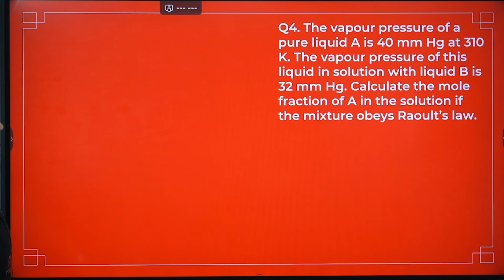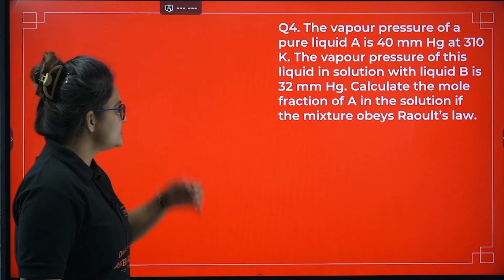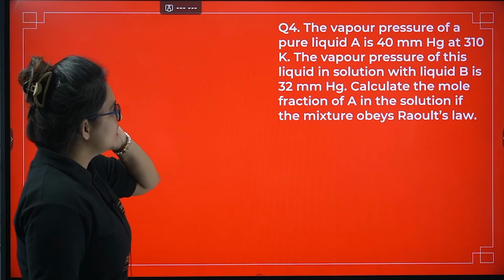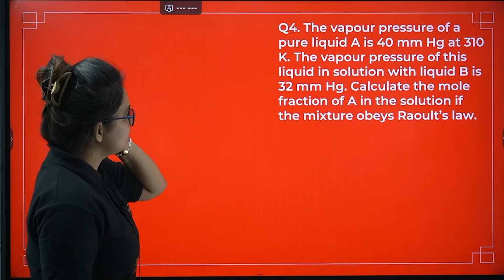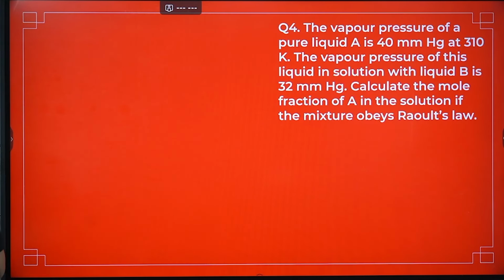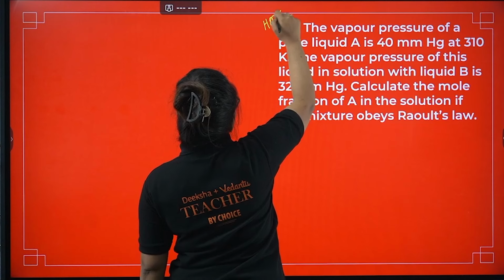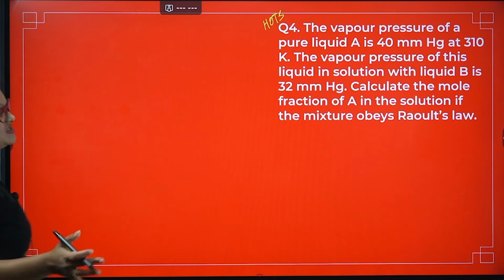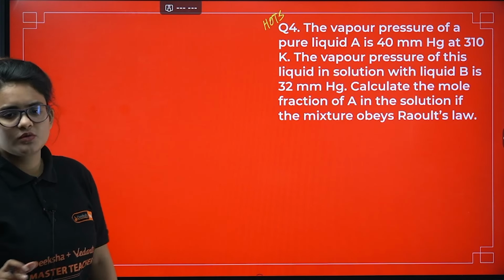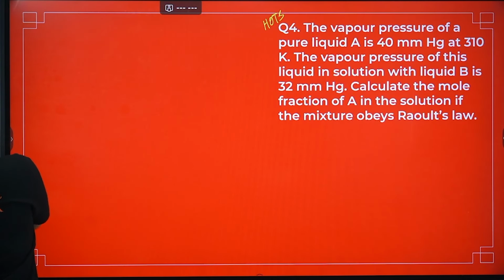Let's go ahead. The vapor pressure of a pure liquid A is 40 mm of Hg at 310 Kelvin. The vapor pressure of this liquid in solution with liquid B is 32 mm of Hg. Calculate the mole fraction of A in the solution if the mixture obeys Raoult's law. This type of problem is a kind of HOTS, a little bit tricky, but not that much. If you follow the simple formula of Raoult's law, it will give you the answer.